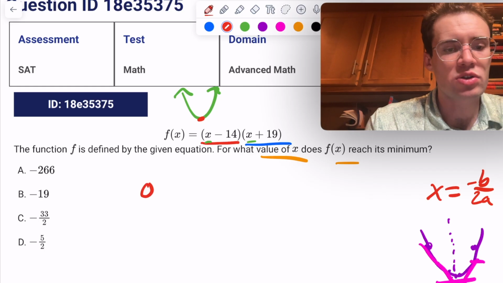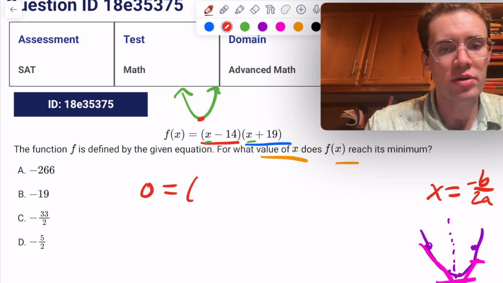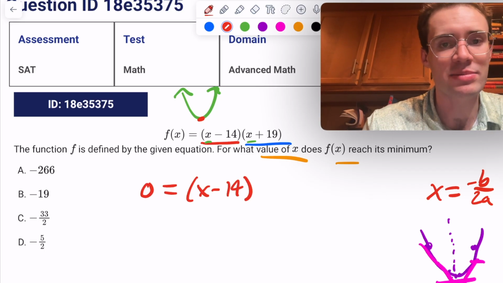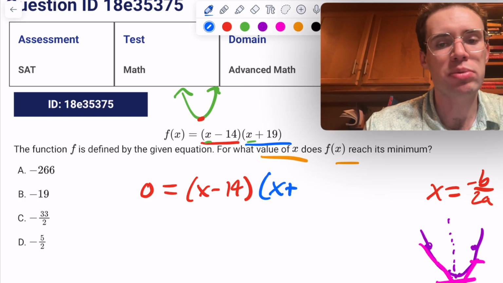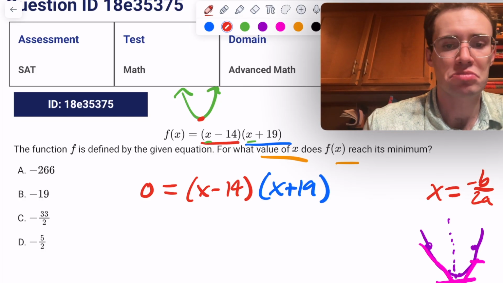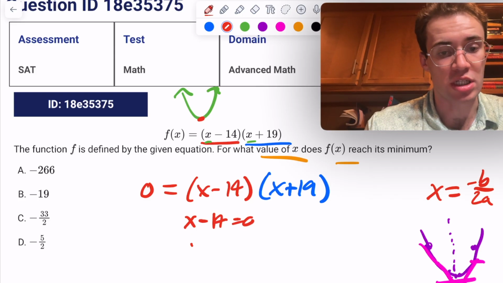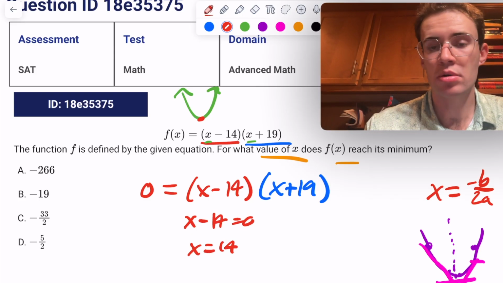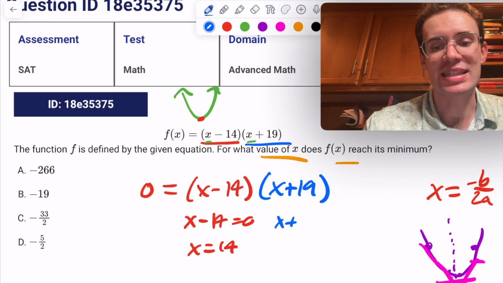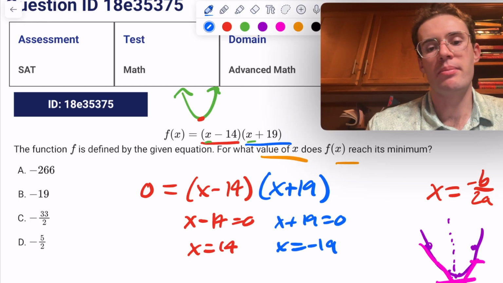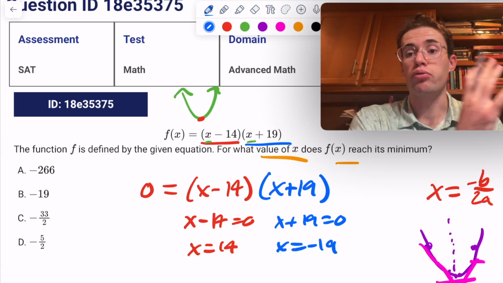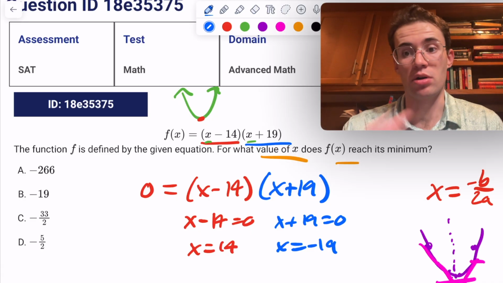The zeros would be when the function is equal to 0. So 0 is equal to the quantity x minus 14 times the quantity x plus 19. Just think, when is x minus 14 equal to 0? When x equals 14, right? 14 minus 14 is 0. And when is x plus 19 equal to 0? When x equals negative 19. The reason is that you're multiplying two numbers and their product is 0, so one of the numbers has to be 0 to make that true.